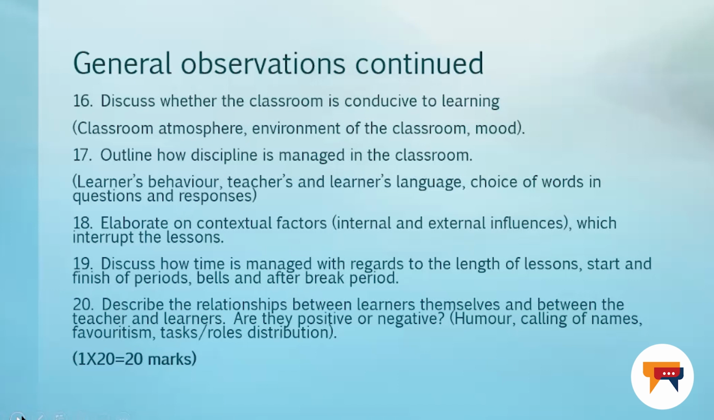Finally, number 20, and remember this is for your general observation, describe the relationships between learners themselves and between the teacher and the learners. Are they positive or negative? So is there a good relationship where learners want to learn and the teachers want to motivate and encourage learners? Or do the learners call each other names and disturb the lesson? Or is the teacher just doing a teacher-centered lesson and learners are just not listening? So you've got to describe this. Now, can you see you've got till number 20? And so if it's till number 20, that's 20 marks. So it's 1 mark per question.